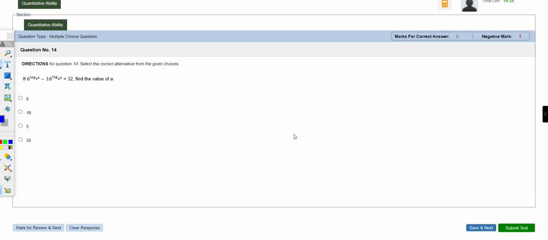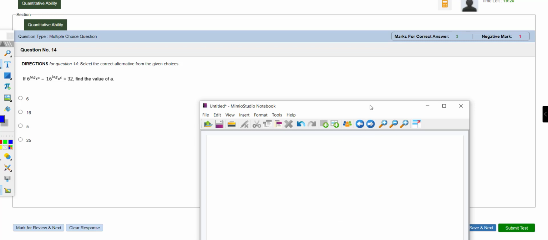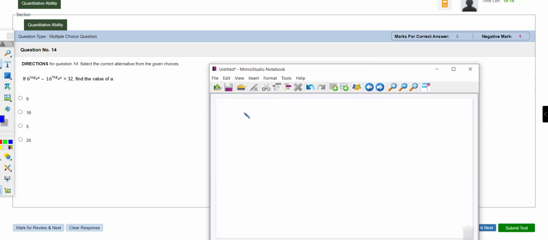After this, question number 14, let's have a look at it. Let me write the question here, it is a bit not clear. 6 to the power log a to the base 5 minus 16 to the power log 5 to the base n is equal to 32. Look here, 6 to the power something. 6 to the power 1 is 6, then the other has to be more than 32. 6 squared is 36, so the other term has to be 4.